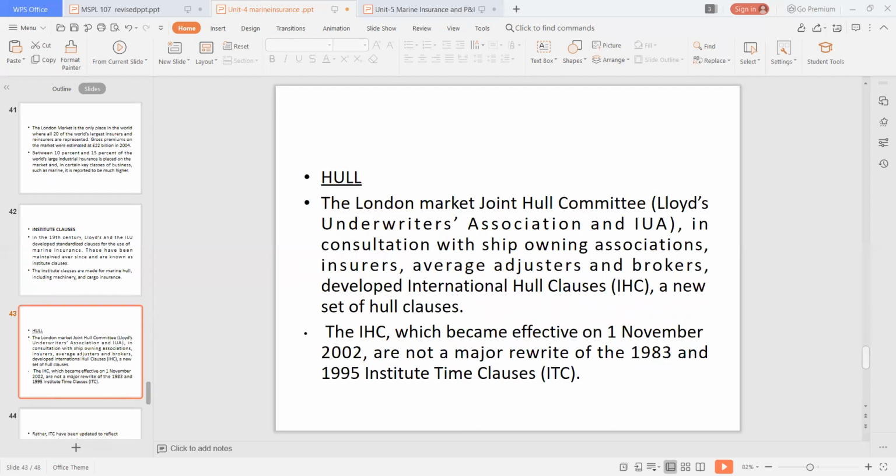Hull, yes. The London Market Joint Hull Committee, in consultation with ship owning associations, insurers, average adjusters, and brokers, developed the International Hull Clauses, a new set of hull clauses. The IHC, which became effective on 1st November, is a major rewrite of the 1983 and 1995 Institute Time Clauses. ITC, it is called as ITC.